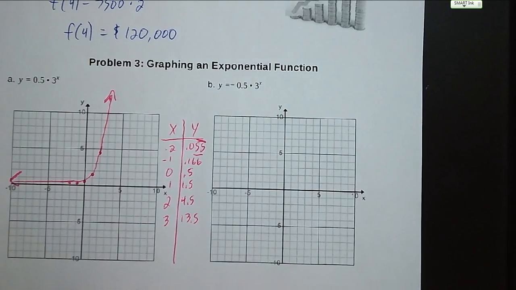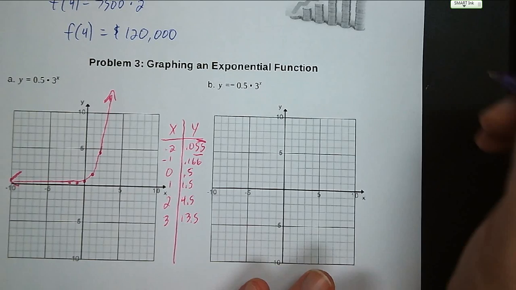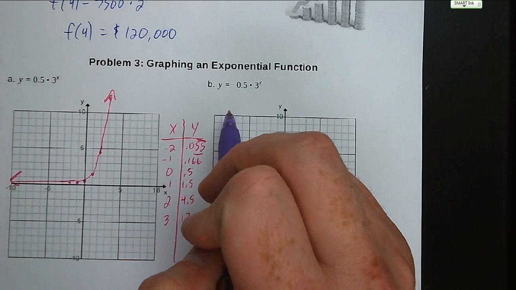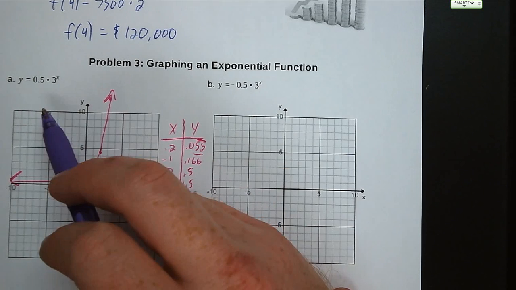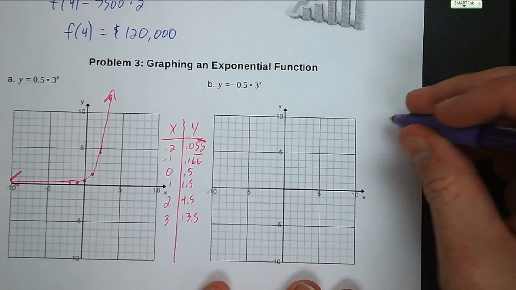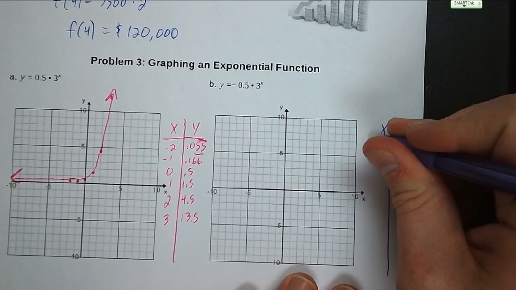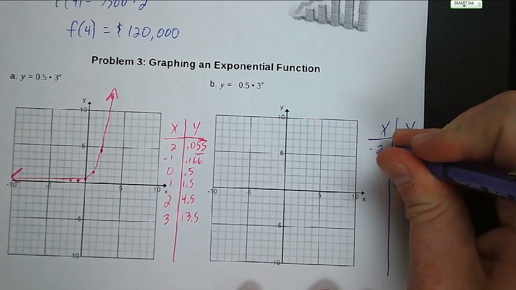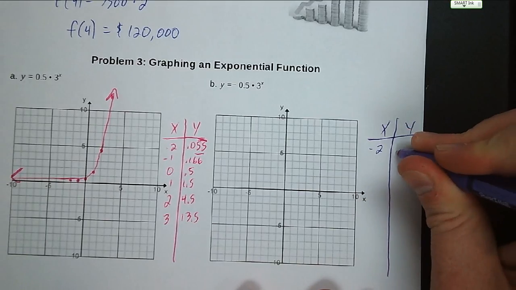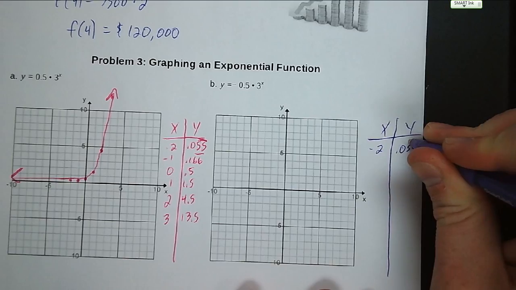All right. So let's take a look at letter B. We've got a similar equation. We're just changing the sign from being a positive 0.5 to a negative 0.5. So all of our values are going to remain the same except for their sign. So negative 2 is going to be at negative 0.055, repeating.